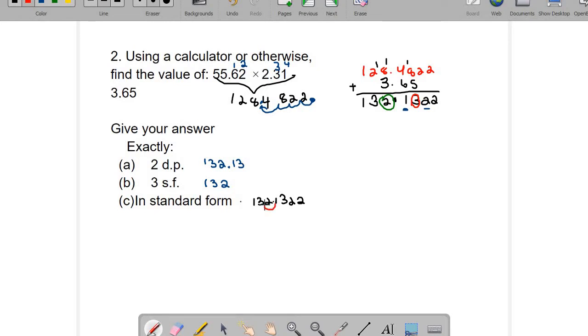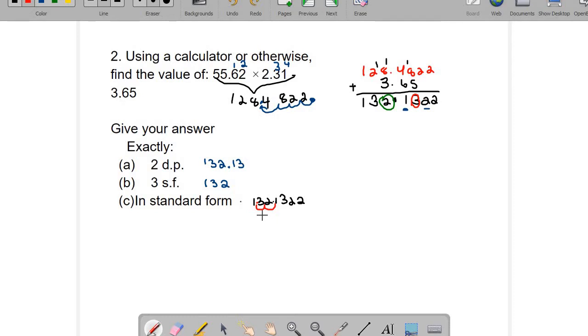If I were to move it here, I would get 13.21322. It's still not 1 or more but less than 10. So I'm going to move it one more time and put it here. Okay, so the decimal point, when put here, would give 1.321322, which is 1 or more but less than 10. Now, if I were to take the decimal point one more space to the left, then we would get 0.1321322, which is less than 1. So that couldn't work as well.